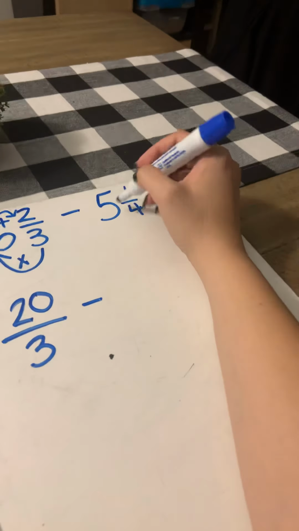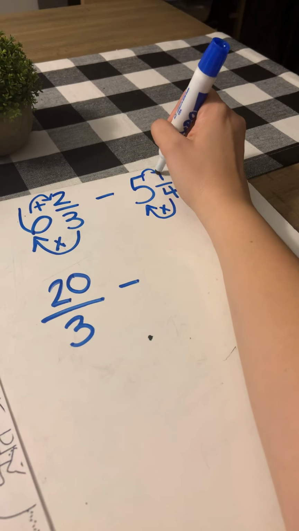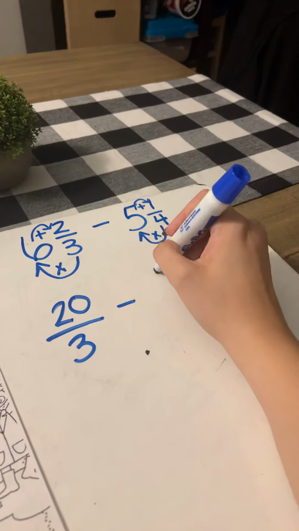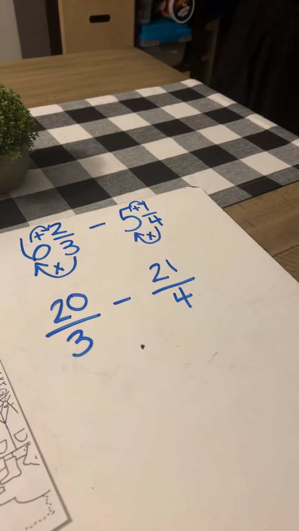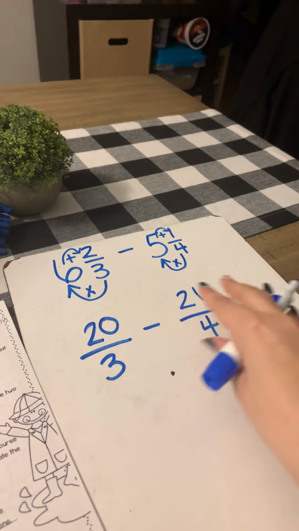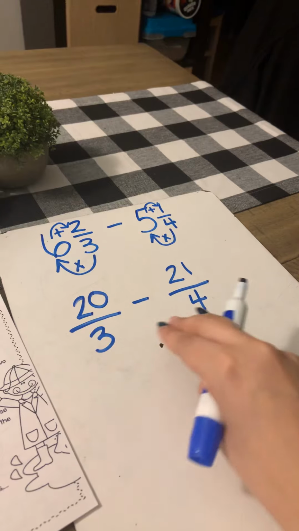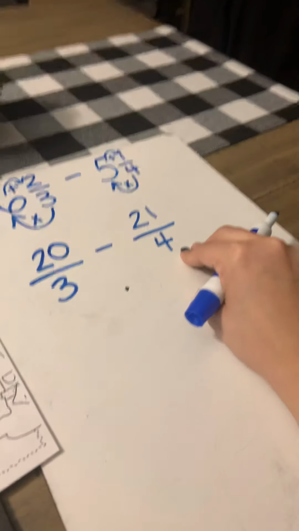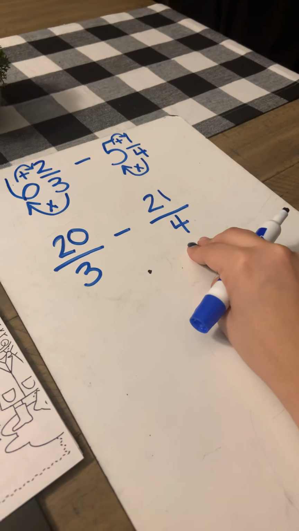Keep your subtraction. We're going to do the same thing here. We multiply first, and then we add. 4 times 5 is 20, plus 1 is 21, and then we keep the 4. Already I know you guys are looking at this: uh-oh, we got a 20 and a 21. But before we get to subtracting the numerators, we look at the denominators. The denominators have to be the same. We've got a 3 and a 4. So what is the least common multiple of 3 and 4? What can both 3 and 4 go into?